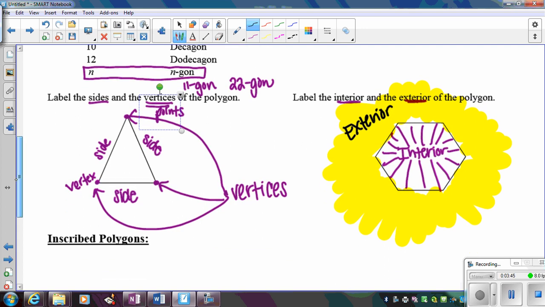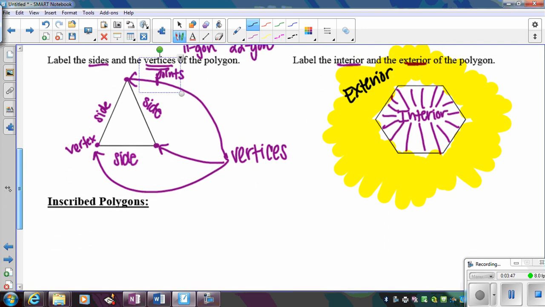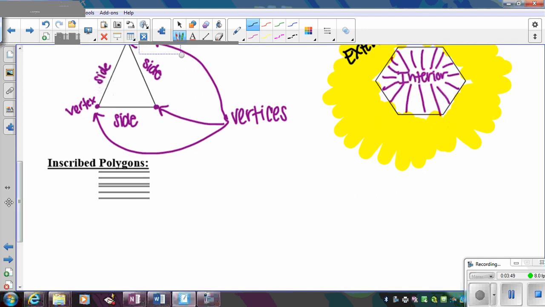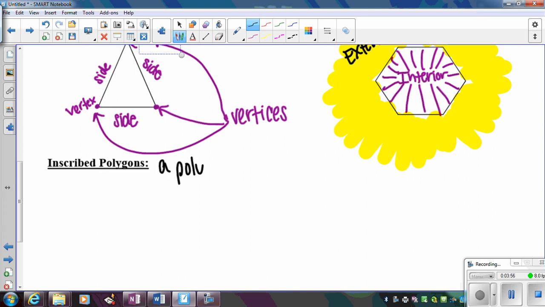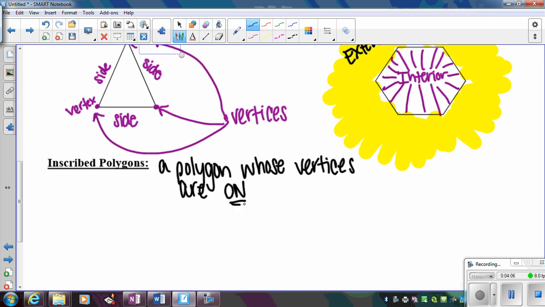And then the other vocab word is an inscribed polygon. So what does it mean for a polygon to be inscribed? So a polygon that's inscribed is a polygon whose vertices are on the circle, or on a circle, I'm just going to say.